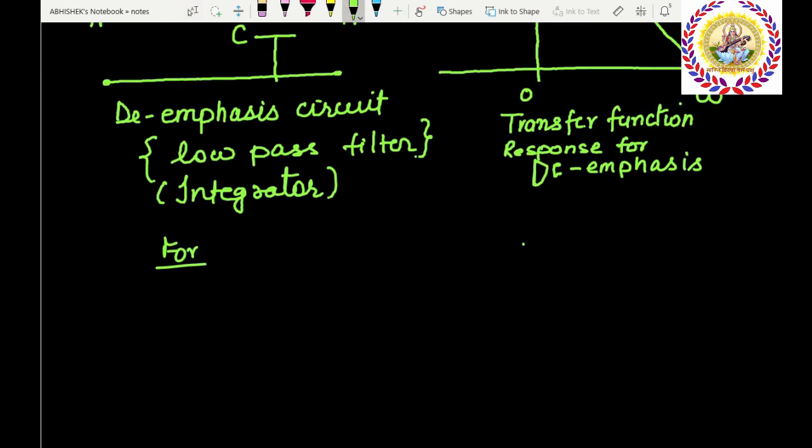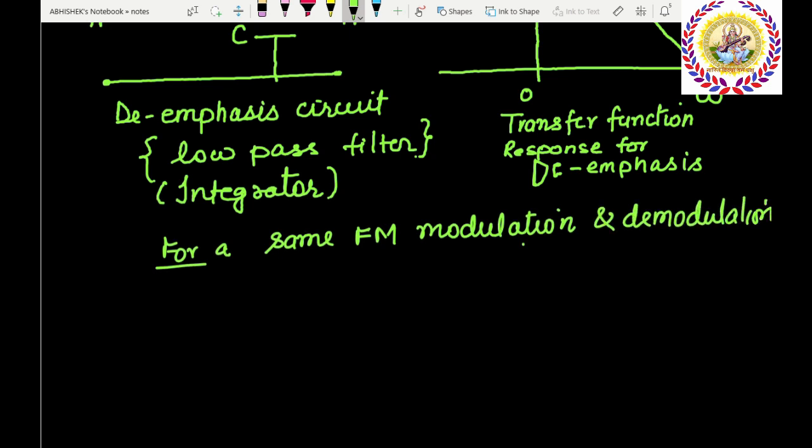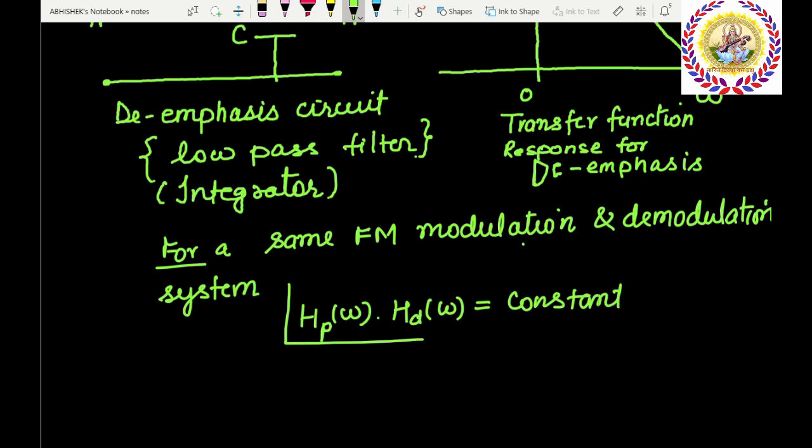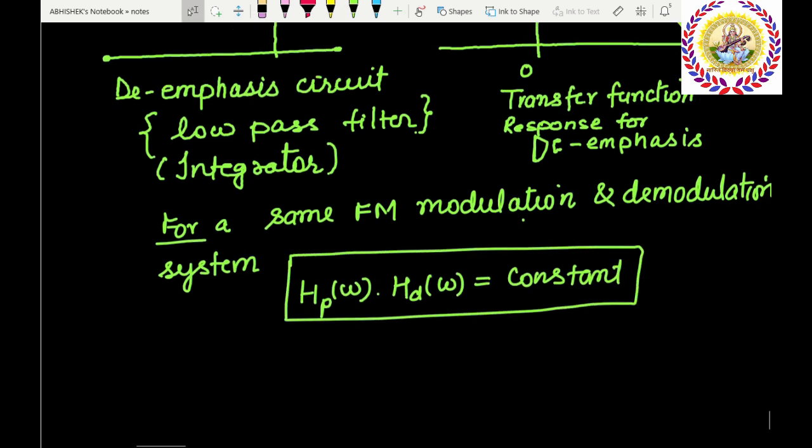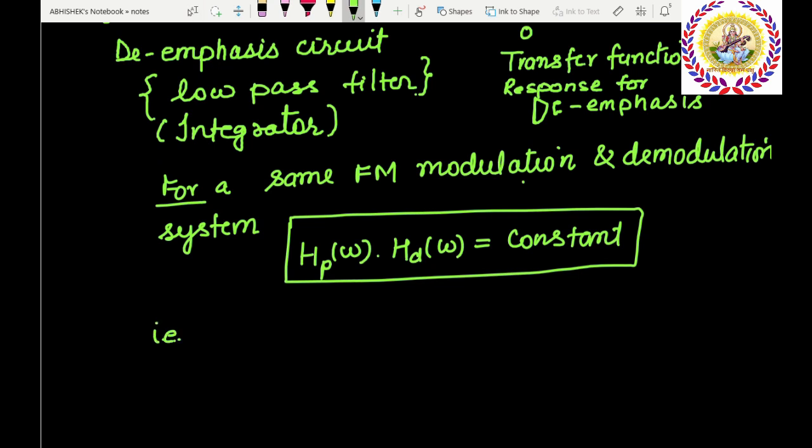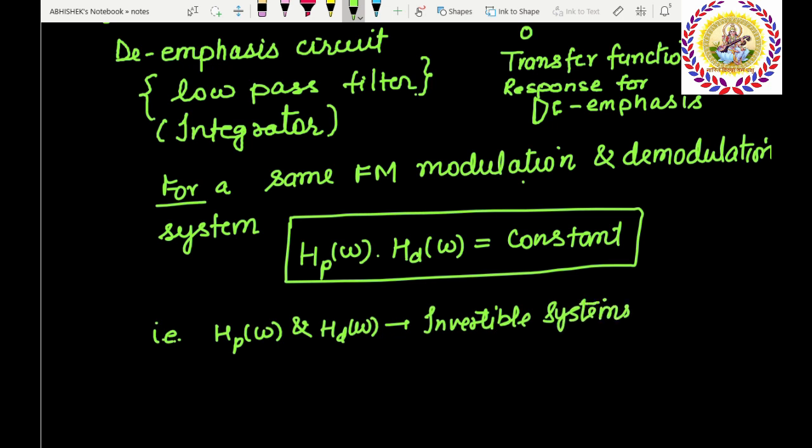For the same FM modulation and demodulation system, the transfer functions of the preemphasis and deemphasis circuits are such that HP omega into HD omega is equal to a constant. That means HP omega and HD omega are inverse systems of each other, so that the effect of both will be neutralized.